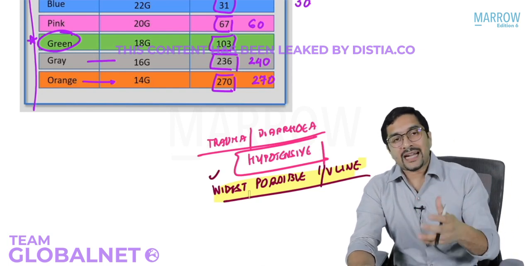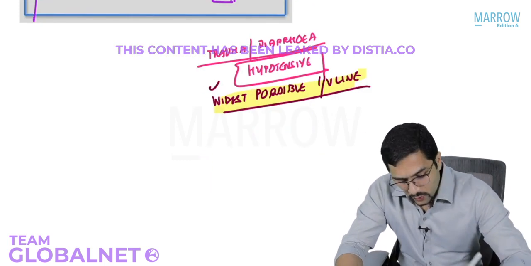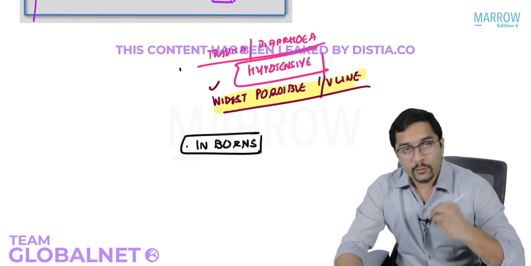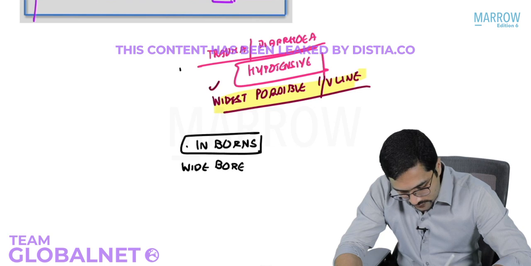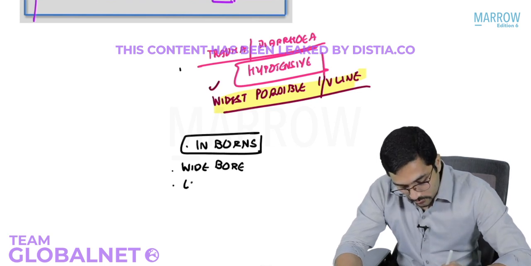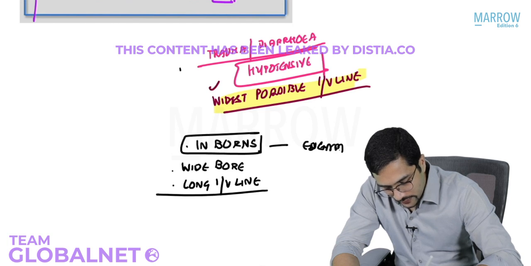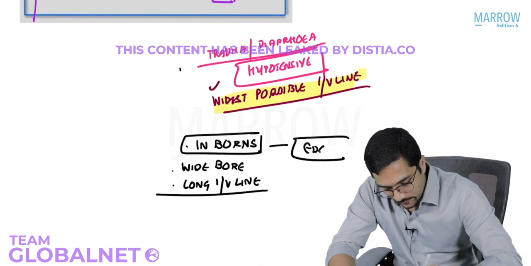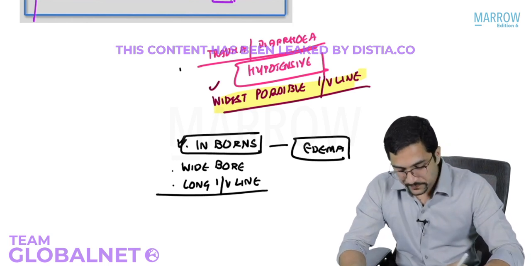So such practical questions have also been asked multiple times in the exam. You should also know that in burns patients, if you have to put in an IV line, we use a wide bore cannula because we have to give fluids quickly. Burns patients are dehydrated, and we have to use a long IV line. Why a long IV line? Because in burns, there is edema. And if you use a short cannula in burns patients, it will come out of the vein. That is why we use a long length cannula in burns patients.